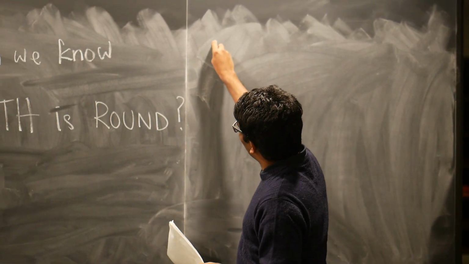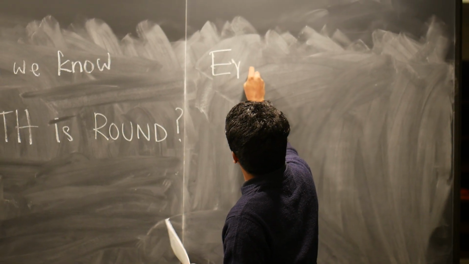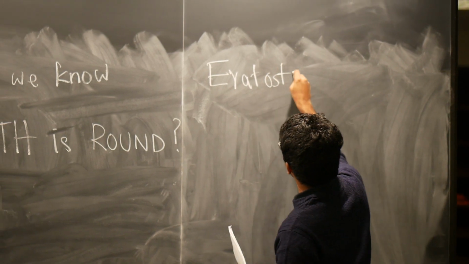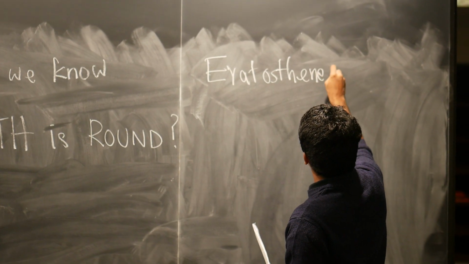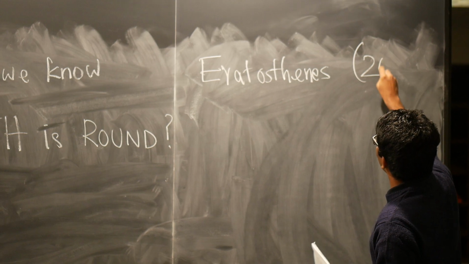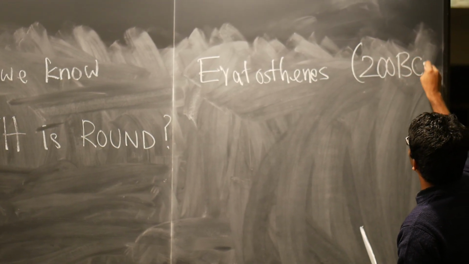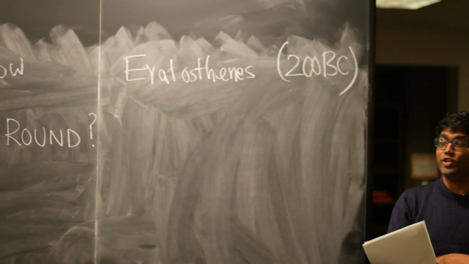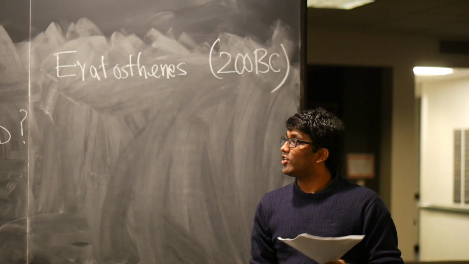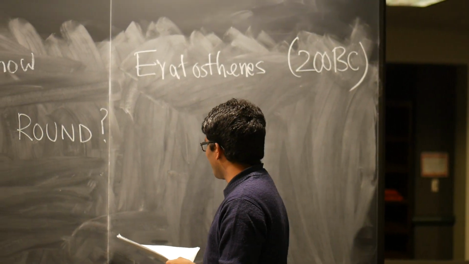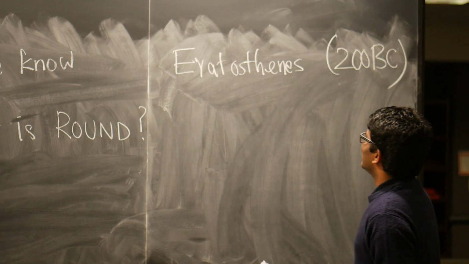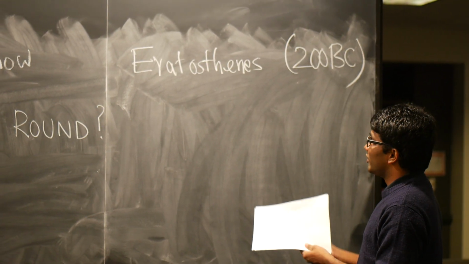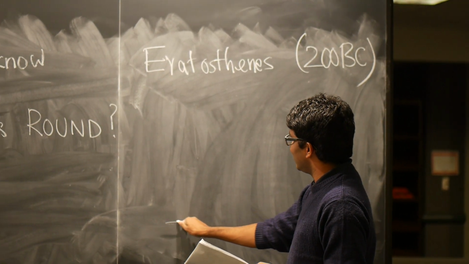So I'm going to tell you a story of a mathematician, Eratosthenes. This was in 200 BC, okay? This was like 2000 years back. He actually knew that Earth is round, and in fact, he computed the circumference of the Earth. Okay, so that's the story of this mathematician who did this. So it begins like this.